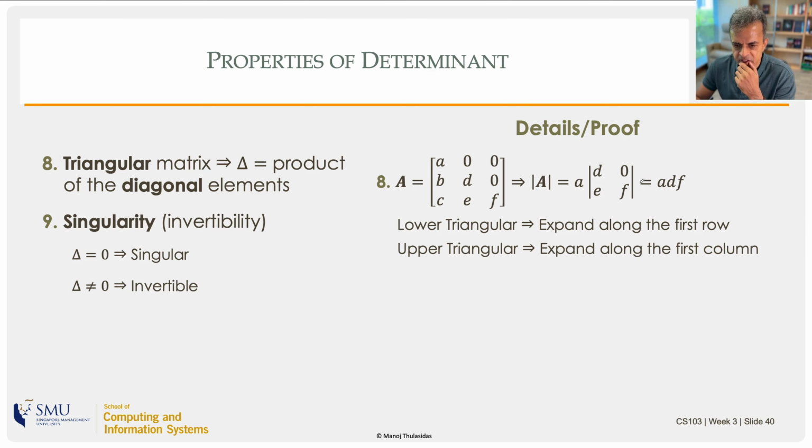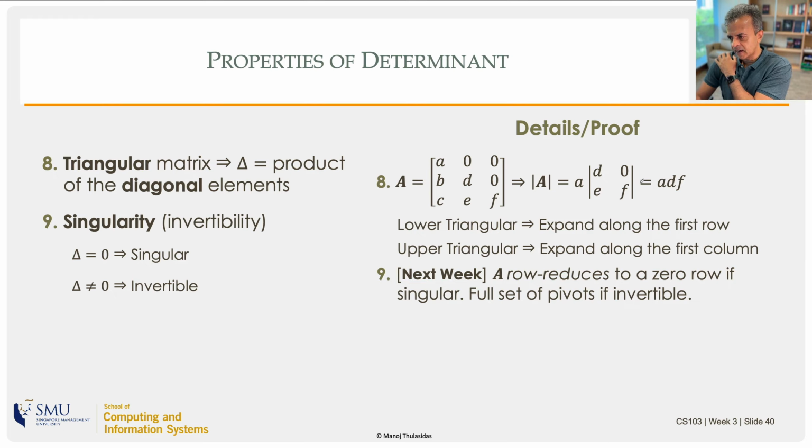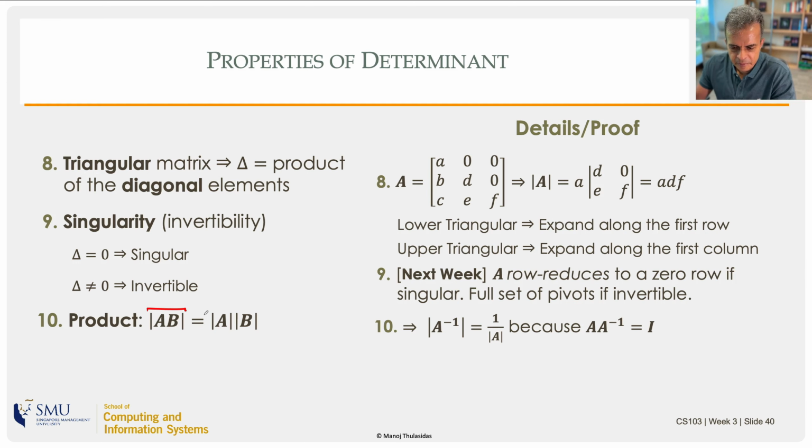If the determinant is 0, then the matrix is singular. If the determinant is non-zero, then it's non-singular, which means it's invertible. So next week we will see how that comes about. There are some terms here that are unfamiliar to you right now, but next week onwards, that's going to be fine. Then the determinant of a product is the same as the product of the determinants.